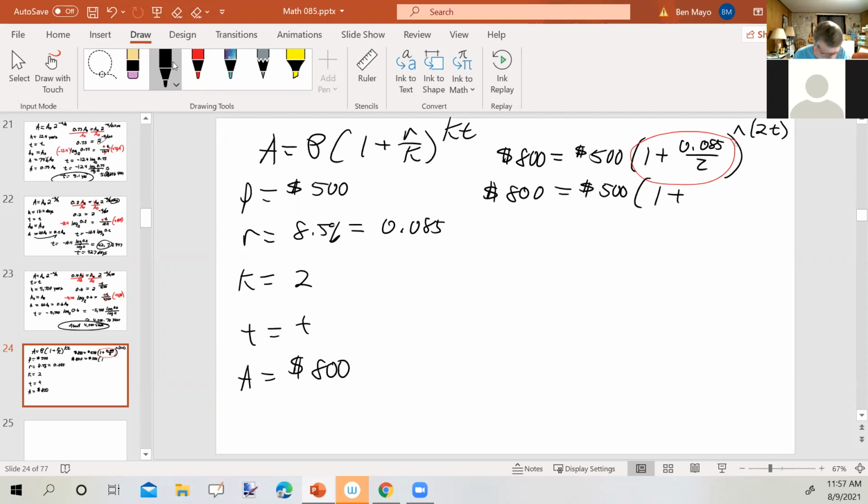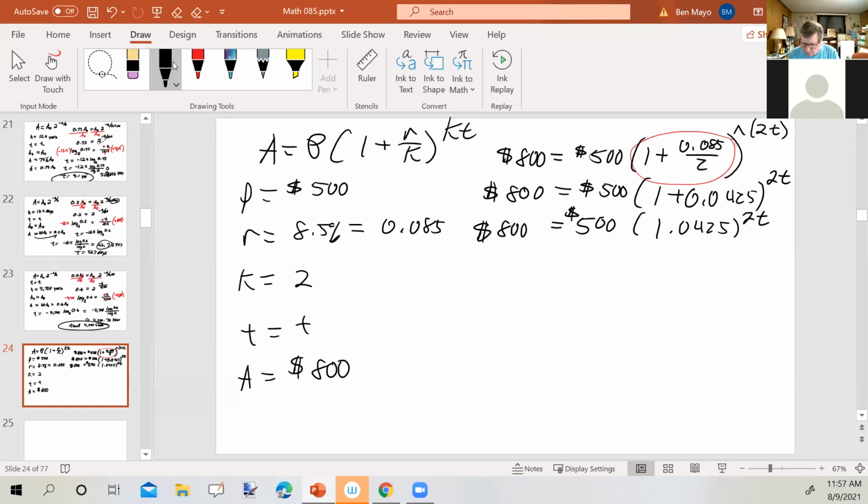$500 times 1 plus, if I take 0.085 divided by 2, I get 0.0425, and that's raised to the 2t power. Then I can take 1 plus 0.0425 and get 1.0425 raised to the 2t power.